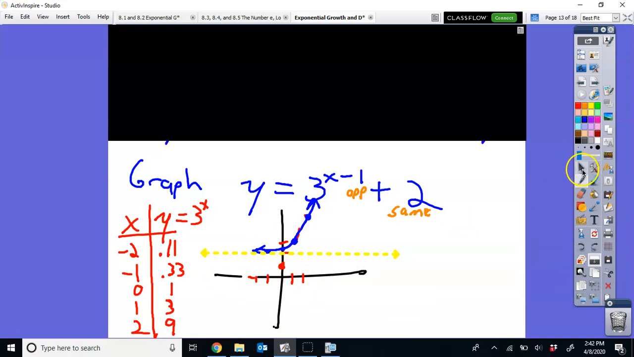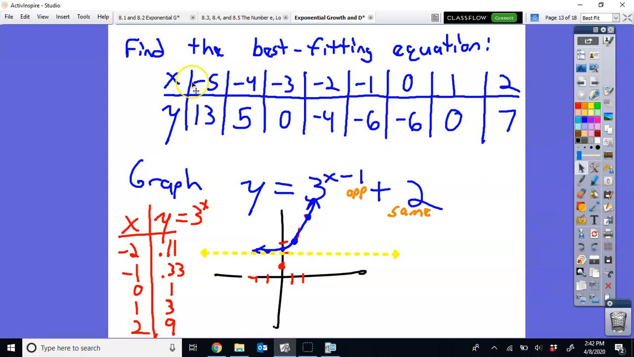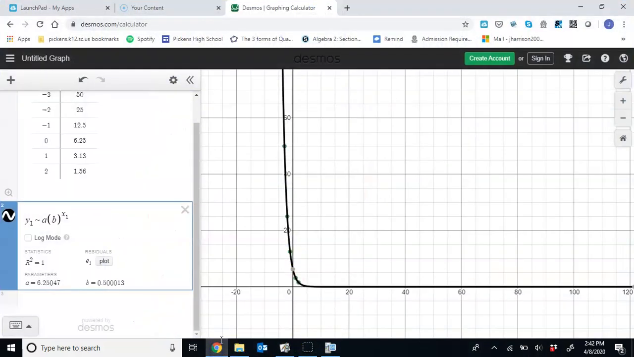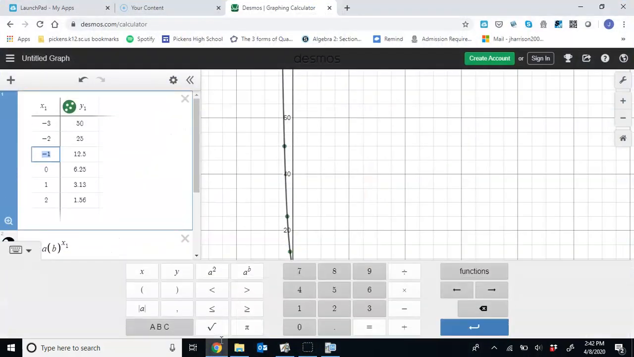All right, so the next thing I want to do is one more example using our calculator, and then we'll get into a couple of special exponential growth problems, specifically other types of bank accounts and growth. So it says find the best fitting equation. You have these values for x: -5, -4, -3, -2, -1, 0, 1, and 2. And so we're going to take those and go to our table again, typing those in.